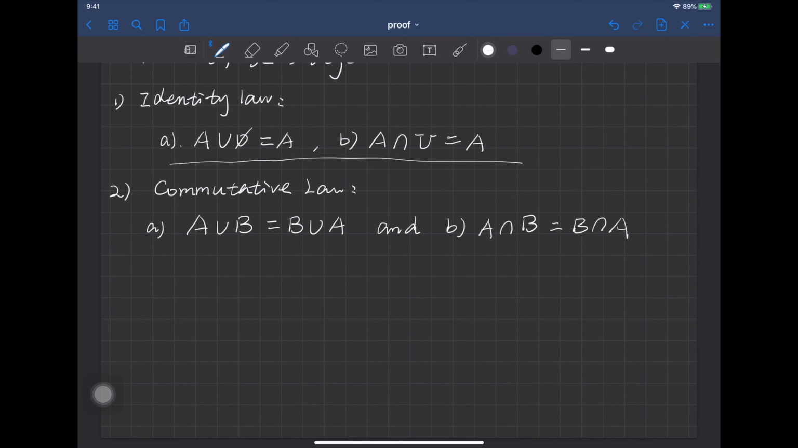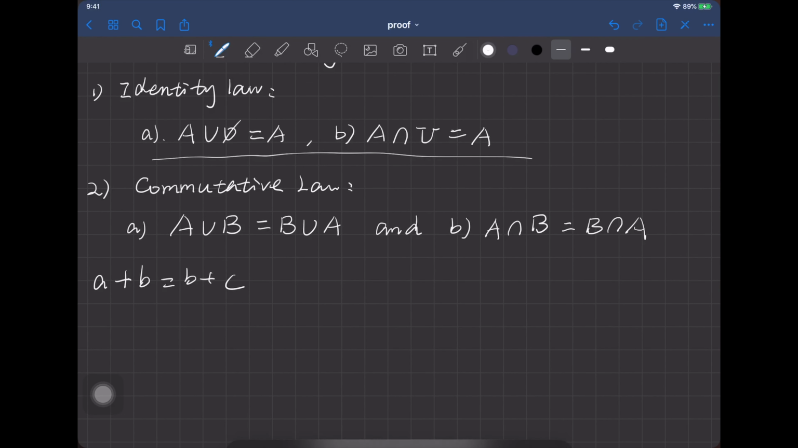And the second law is the commutative law. I know you may know some laws of algebra for our real number system. This commutative law is really similar to that, like A plus B equals B plus A. It satisfies the laws of algebra, but it also satisfies our laws of set algebra. So the first one is A union B equals B union A. And the second one is the intersection of A and B is the intersection of B and A.